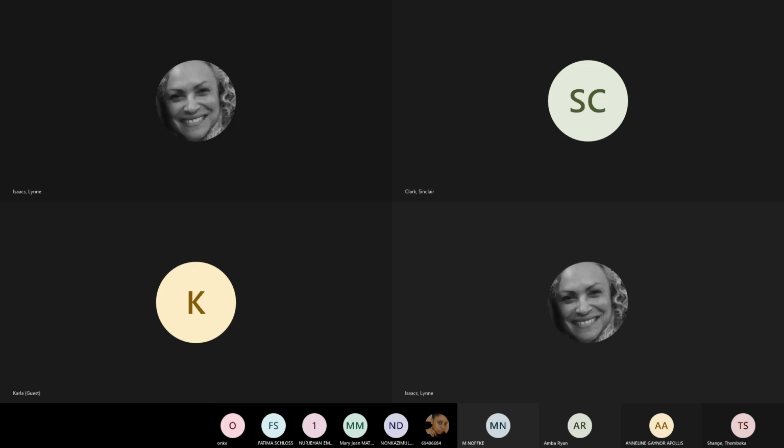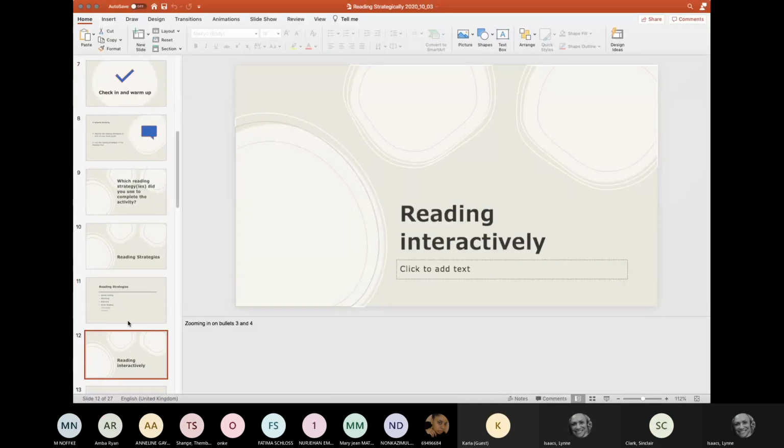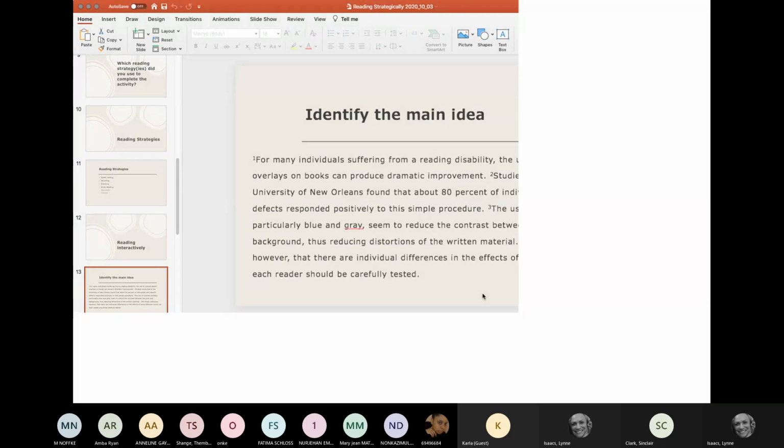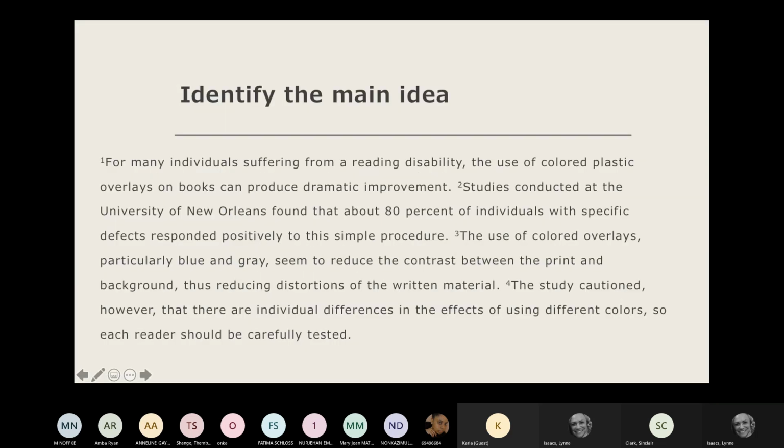So let's go back then to reading strategically or reading interactively. I'm going to give you an activity now that you have some idea of what reading interactively is all about. I'm going to leave this on the screen, and you will see that this is a paragraph, and each of these sentences has a number.